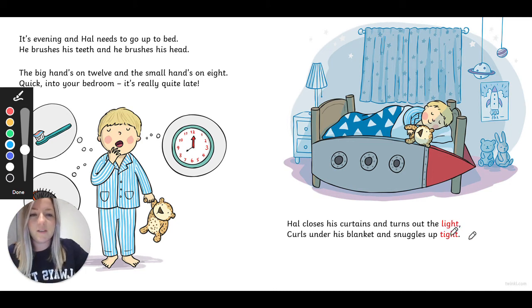What does that word say? Hal closes his curtains and turns out the light. Well done. Curls under his blanket and snuggles up. Tight. We had light and tight. They rhyme. They sound the same, don't they?